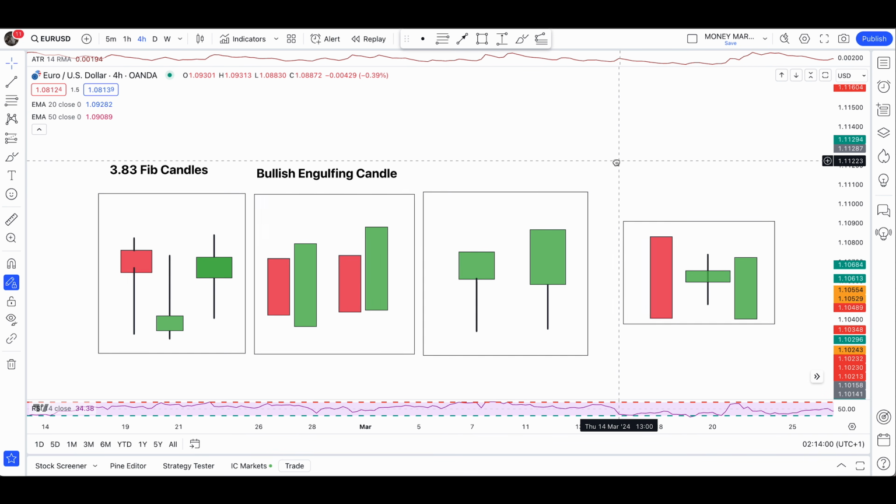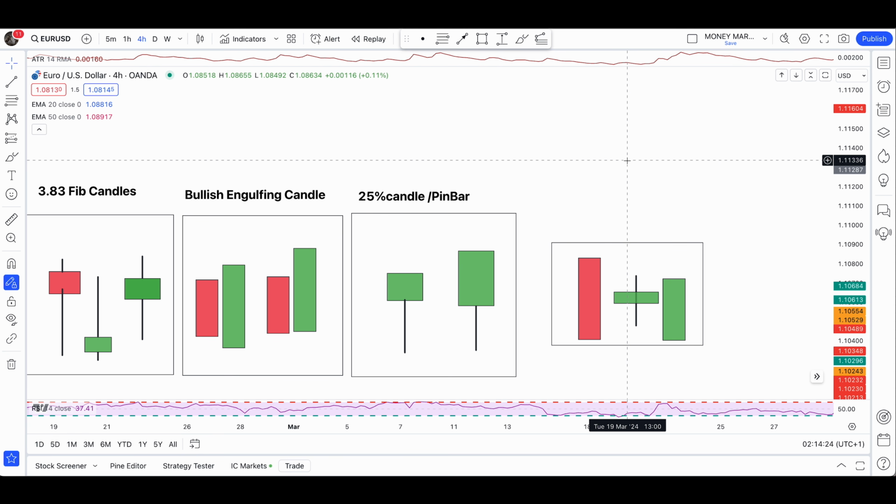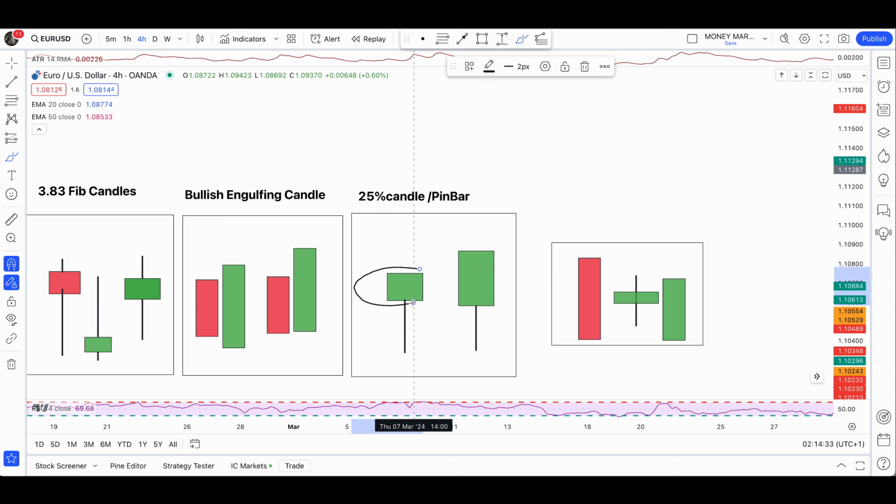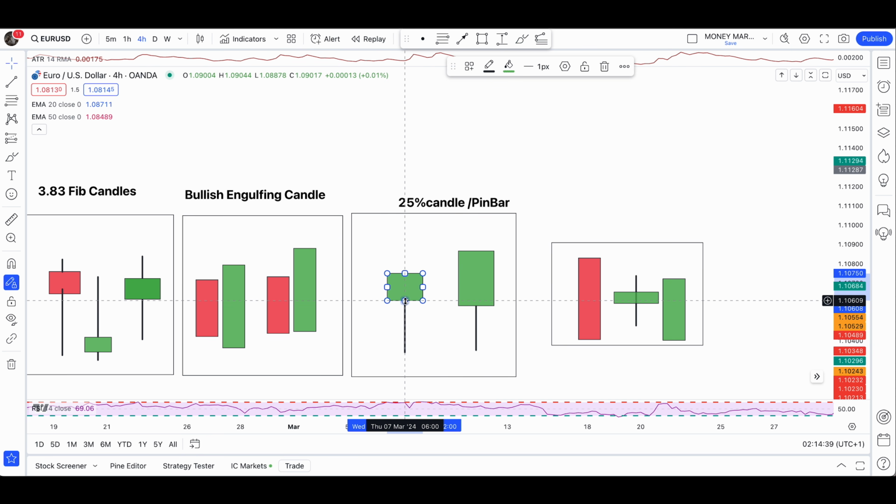Now the next one, we have the 25% candle or a pin bar. I know most of you have heard me talking about this candle as well. Now, why is it called a 25% candle? Because the body of this candle just covers 25% of the wick. If it's like this, it covers 50%. If it covers 100%, in that case, it becomes a bullish Marubozu candle, which we are not talking about in this lesson. But here we have a pin bar or 25% candle.